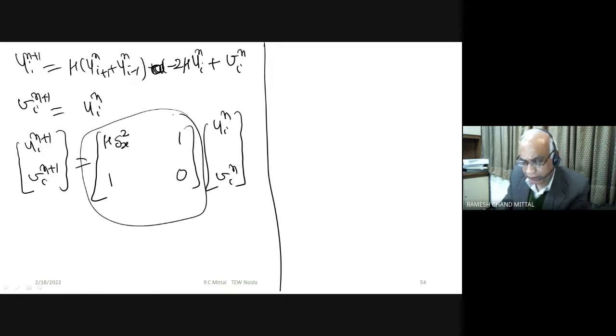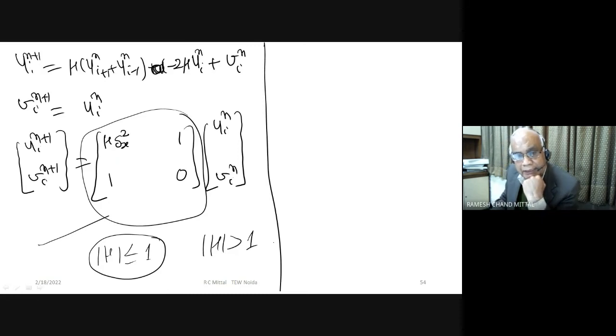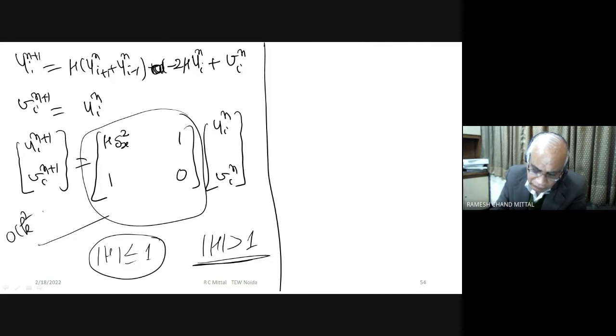Now I put in my Fourier series, and find the eigenvalues of this matrix. You will get a quadratic in terms of mu, and that should have mod mu less than or equal to 1. And you will find for this scheme that mod mu is always greater than 1. Hence this scheme is always unstable, because one of the eigenvalues has magnitude greater than 1. That's why it is unstable and not of any use, and that's why Richardson failed. Otherwise, his scheme was of order k square plus h square.